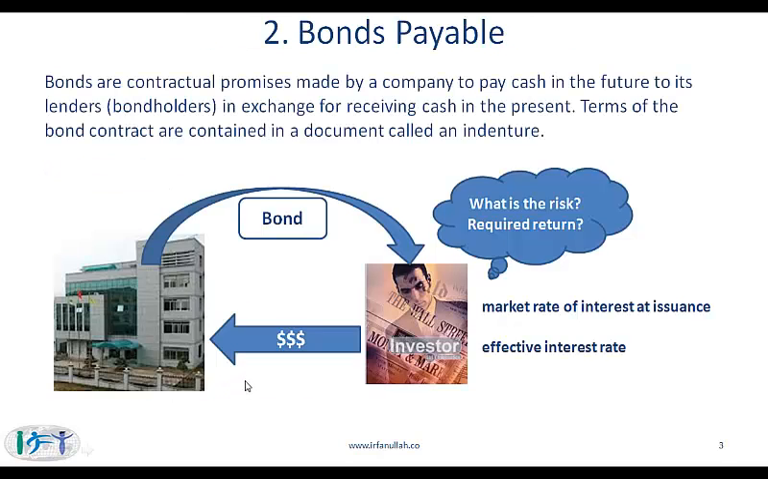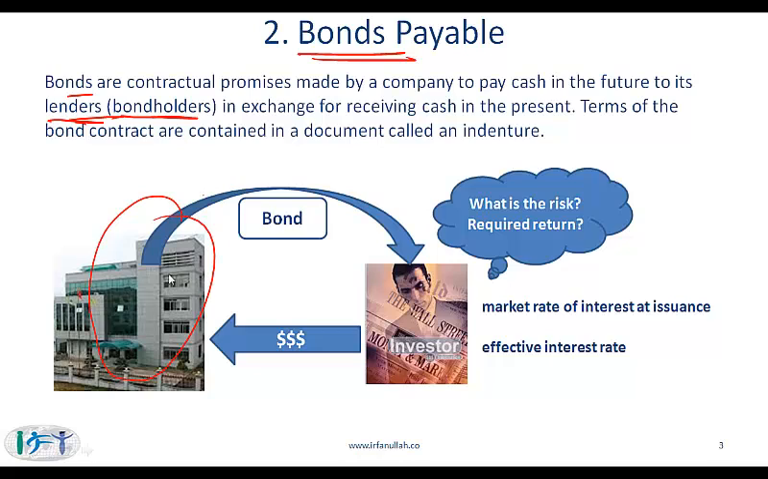Okay, first, let's just understand the basic concept behind a bond and then a bond payable. Bonds are contractual promises made by a company to pay cash in the future to its lenders or bondholders. So the term lender and bondholder will be used interchangeably. Sometimes we also call them investors. So investors, lenders, bondholders all generally mean the same thing. In exchange for receiving cash in the present, terms of the bond contract are contained in a document called an indenture.